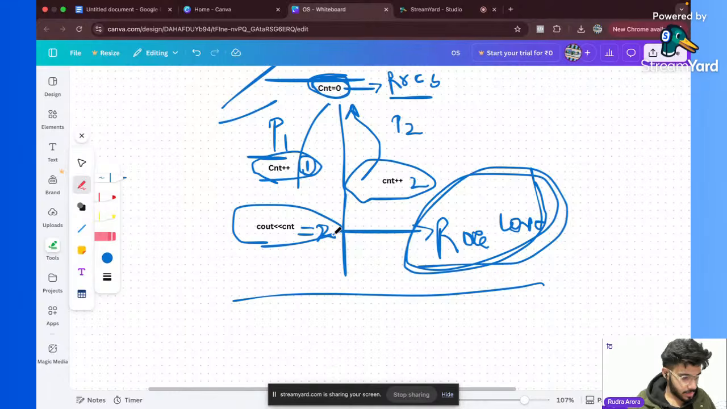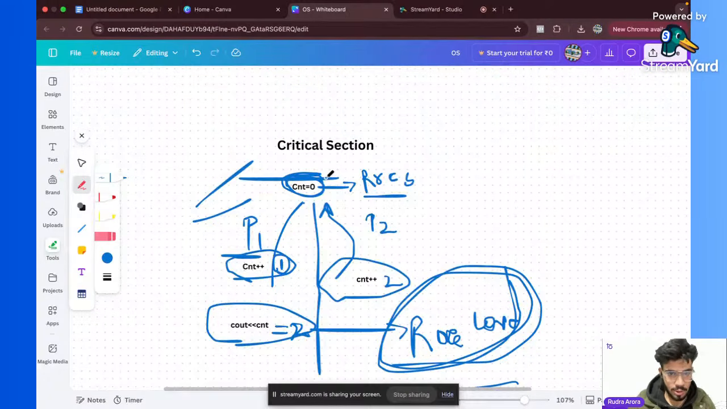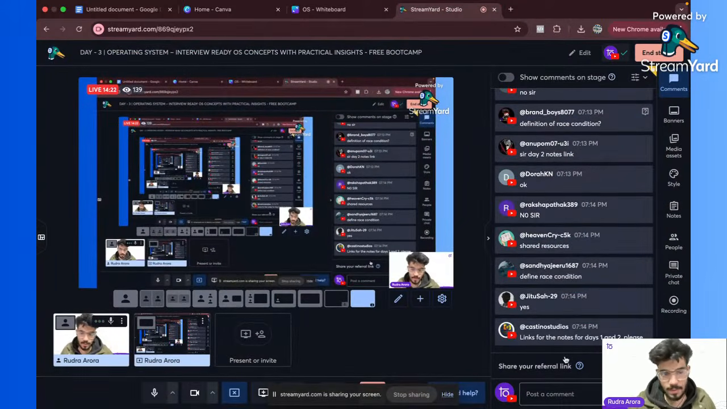The shared resource is also known as the critical section. I think that part is clear.